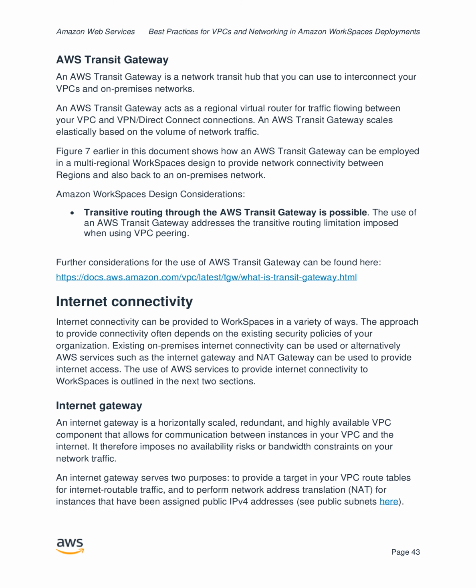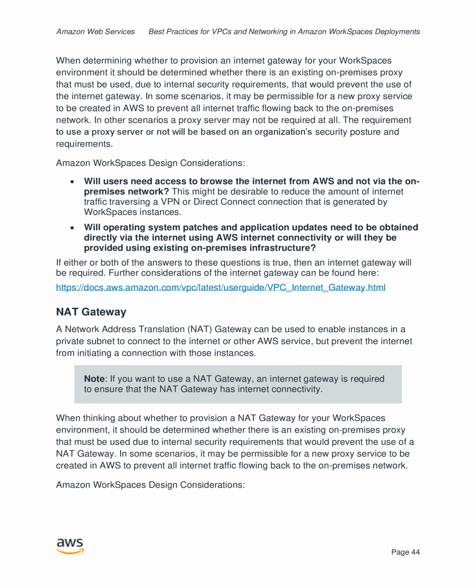It therefore imposes no availability risks or bandwidth constraints on your network traffic. An Internet Gateway serves two purposes: to provide a target in your VPC route tables for Internet routable traffic, and to perform network address translation, NAT, for instances that have been assigned public IPv4 addresses. See public subnets here.